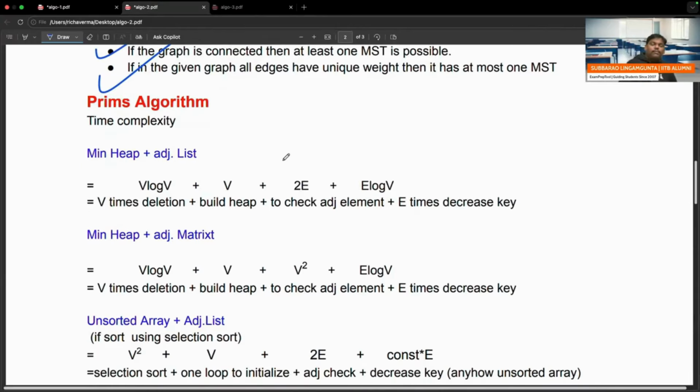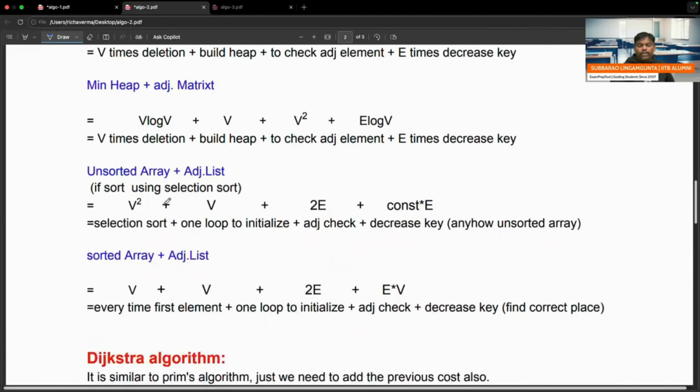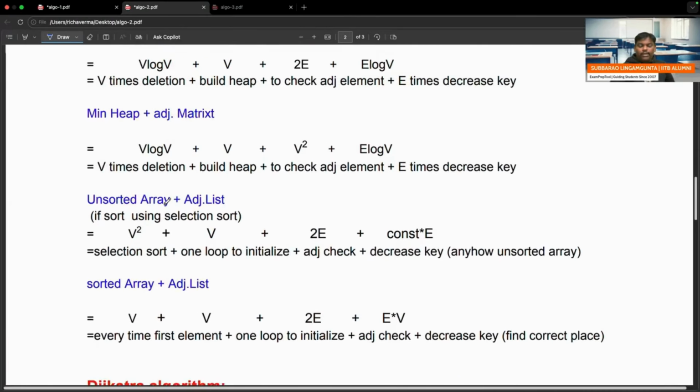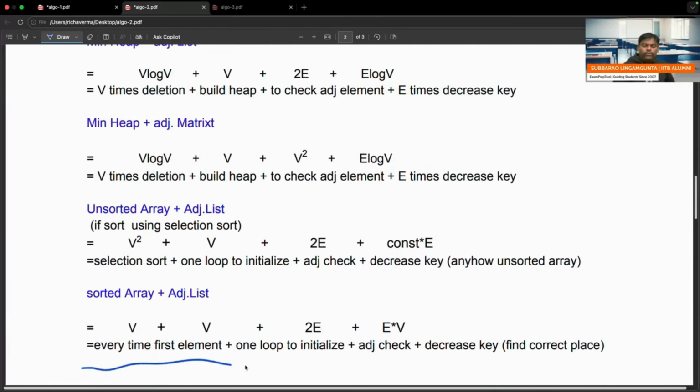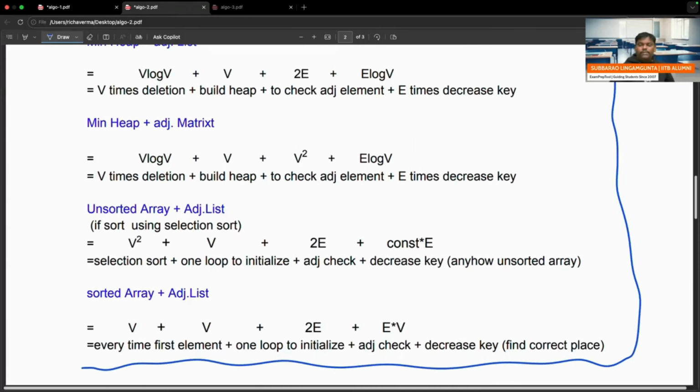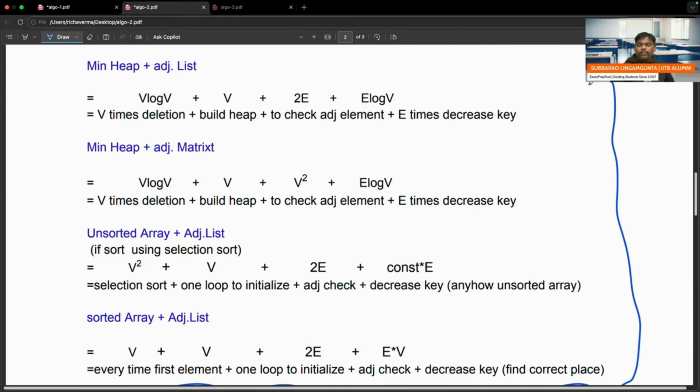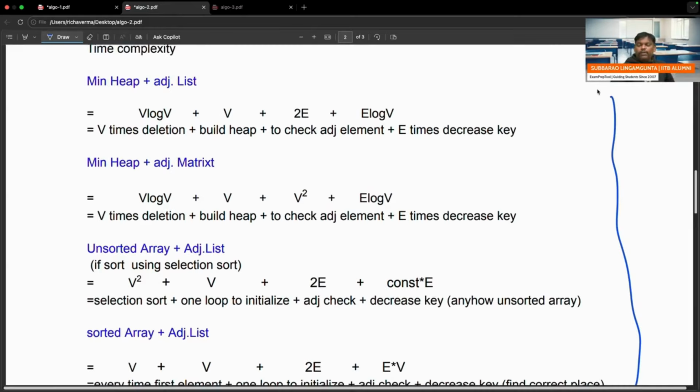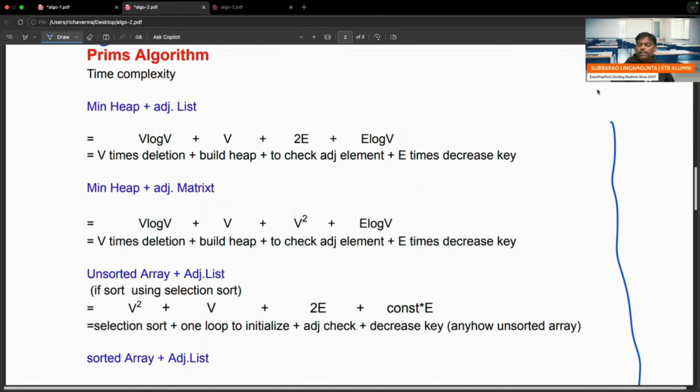So Prim's algorithm, you know very well. This table is very, very important. I'm saying very clearly, you can expect one question from here. Understand, everyone? So a Prim's algorithm question will compulsorily come.